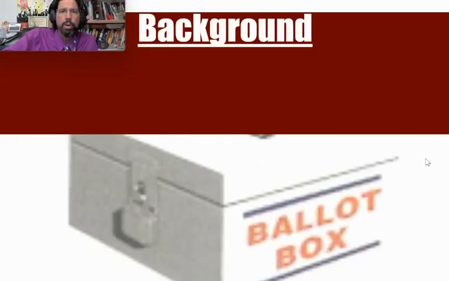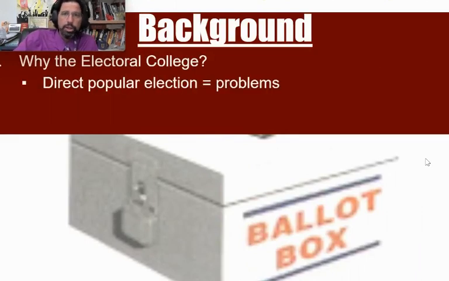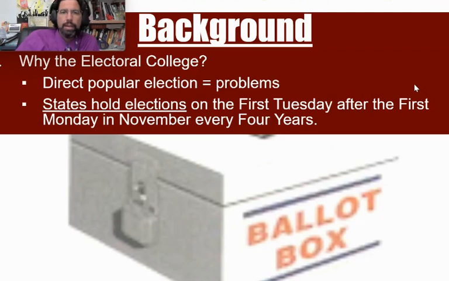Okay. So what happens is, the Electoral College is put into place because a direct national election actually has a greater ability to have problems with things like fraud. So instead of a huge national election, every state holds an election on the first Tuesday after the first Monday in November every 4 years.